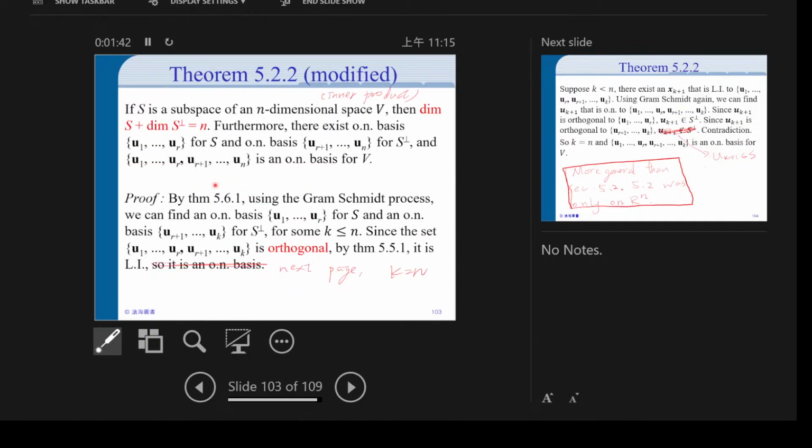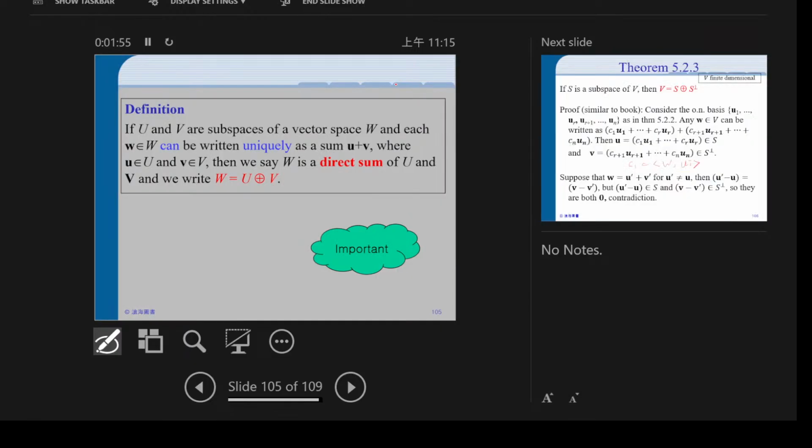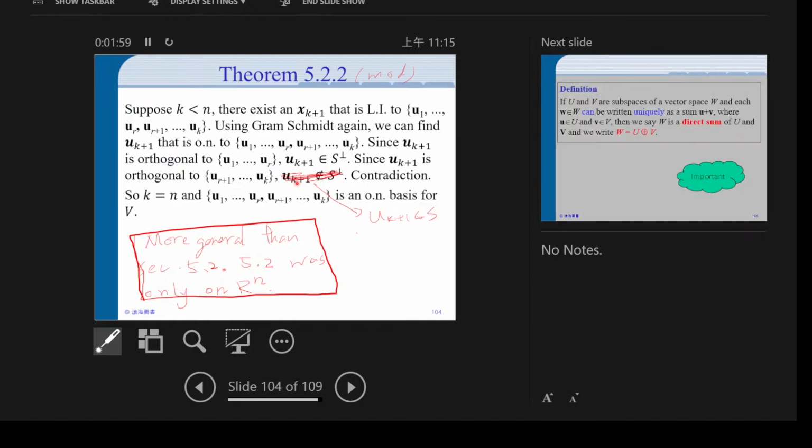Actually, all those theorems we should say are modified, because it's more general than what we have in 5.2. So let's mark it as a mod. And let's spend a little time to go through this a bit carefully.